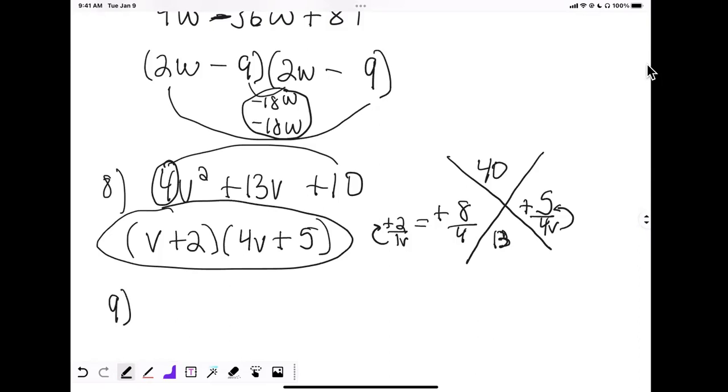Wait, I got a question. Yeah, go for it. So what if you just did the regular method and not the X method? Absolutely. I prefer you do it this way. Actually, did you get it right? No, ma'am.